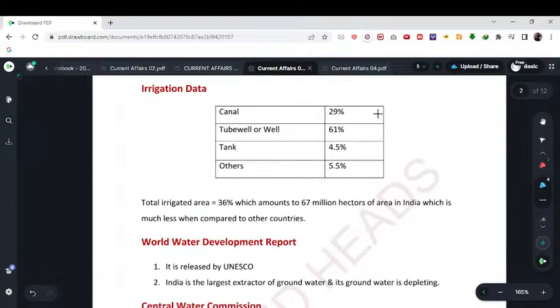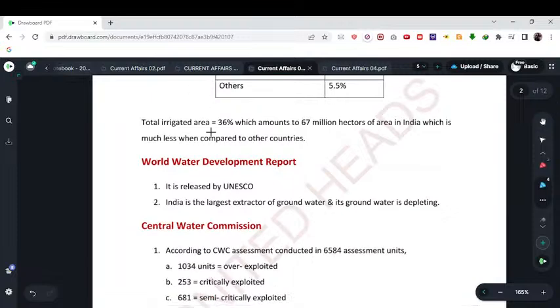Next, we'll see the data. Now, this is important. If question comes, more than 50% of irrigation is done through tube well or well. So, you should remember that 61% of irrigation in India is done through tube well or well, and the total irrigated area is 36%, which amounts to 67 million hectare of area, which is much less compared to other countries. So if a statement comes that India has the highest amount of land under irrigation, no, it is very less than other countries.